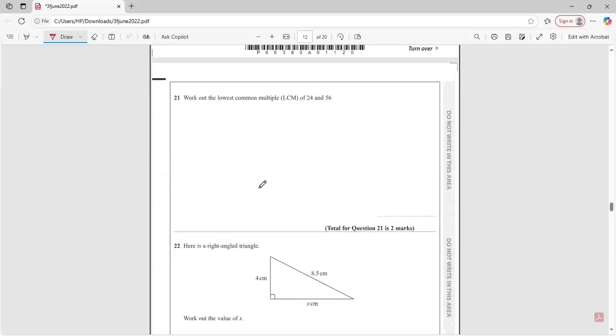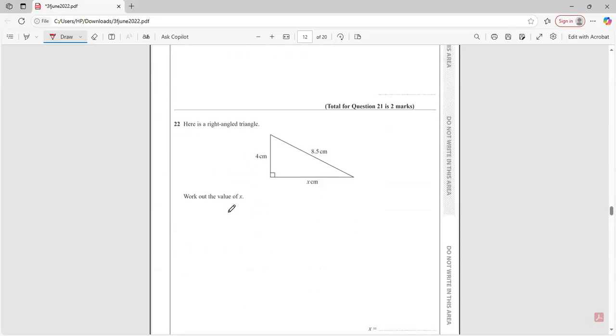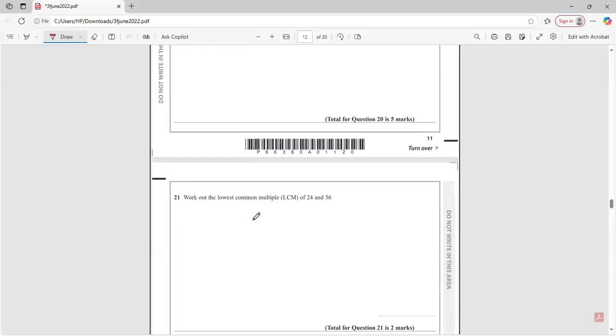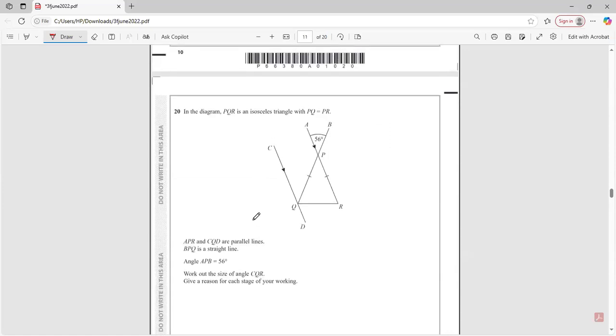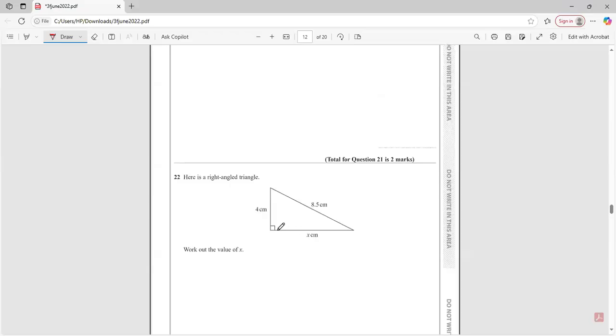Okay, so moving on. It says work out, I guess you can, that's easy. Here is a right angle triangle. Work out the value of x. That's Pythagoras theorem. I'm sure that should be something you can handle, right? Yes. Oh, Pythagoras. Okay, you want us to do this one? You want me to remind you of the theorem, right?